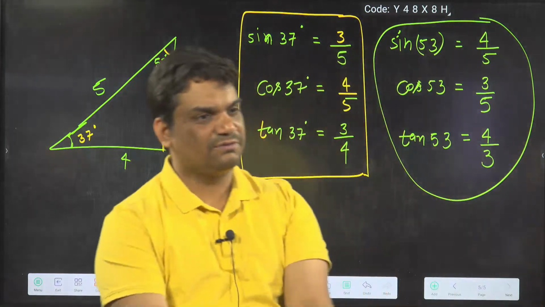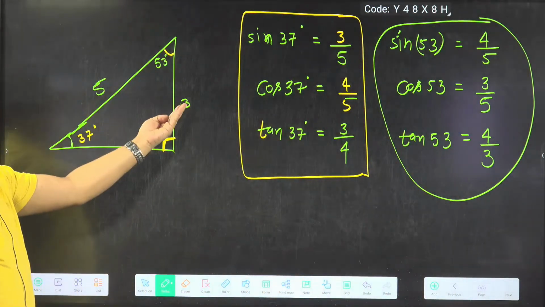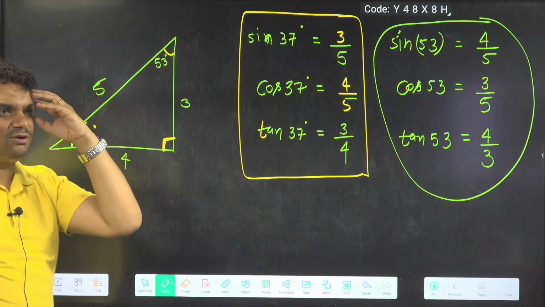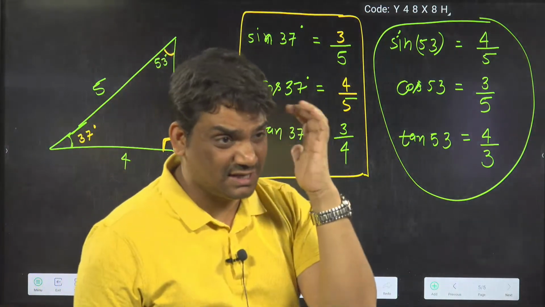Yes, you can make some. Okay, very good. Someone is saying, sir, this is the small side, so small angle. This is the big side, so big angle. Like this, you can make something to remember. This triangle should be there in your mind.